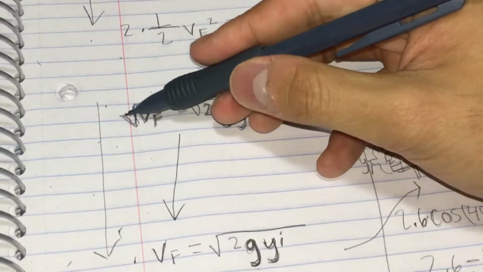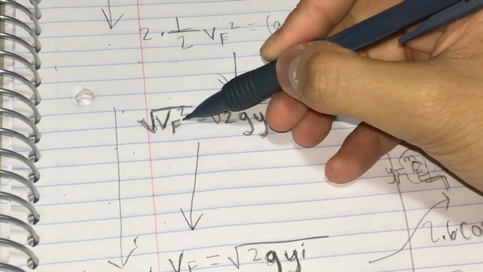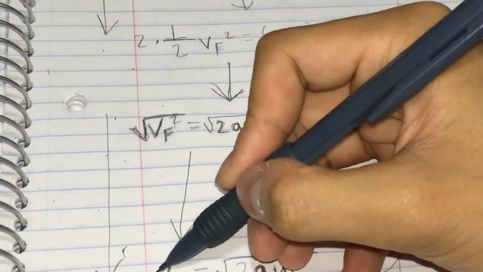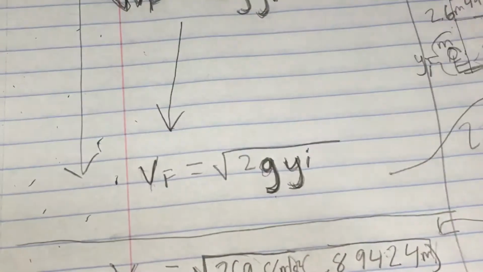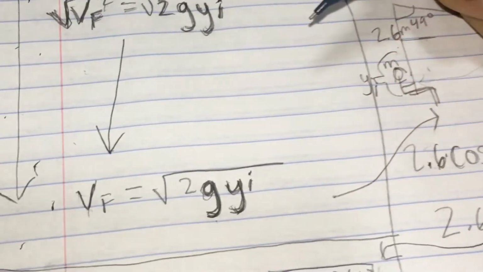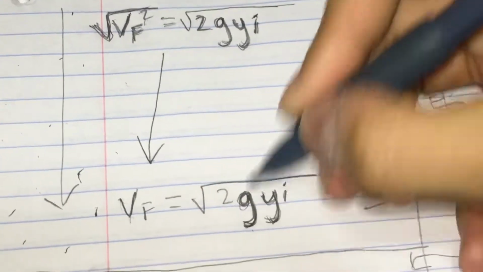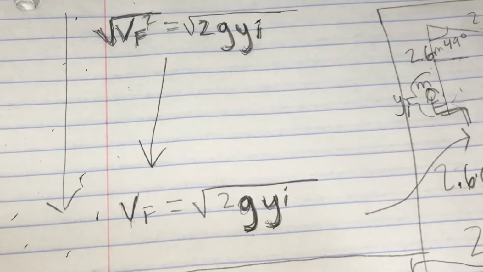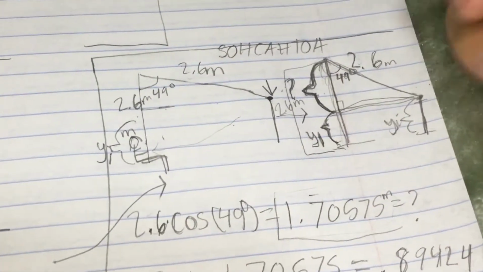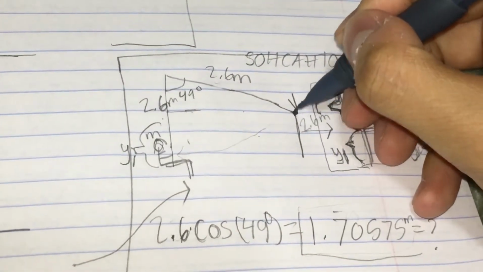We take the square root of both sides to get rid of the square, and the final velocity would equal the square root of 2 times gravity times the height, or initial height, I should say. So we only have one known variable here, which is gravity, but we don't have the initial height. So if we redraw this diagram, the final position will be here, and the initial position will be right here.